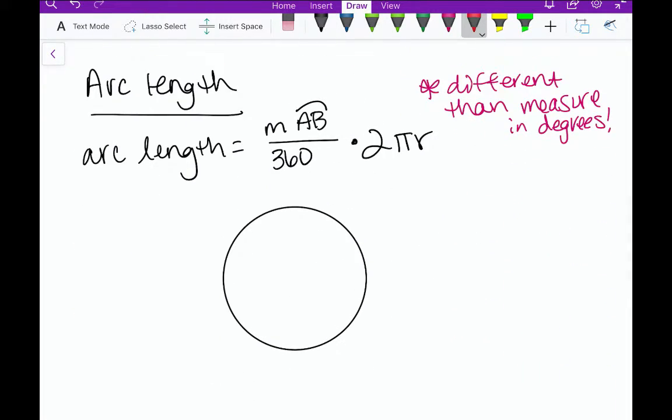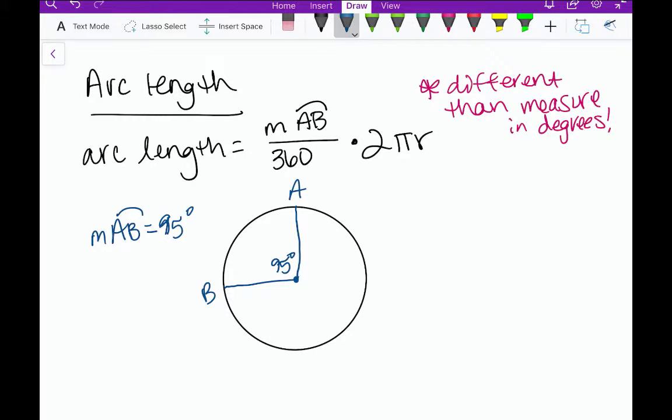The next thing we're going to look at is arc length. This is different than measure in degrees. Okay, so last chapter we talked about the measure of an arc. So if this is arc AB, we talked about if this is 95 degrees, then the measure of arc AB is also 95 degrees because that is a central angle.